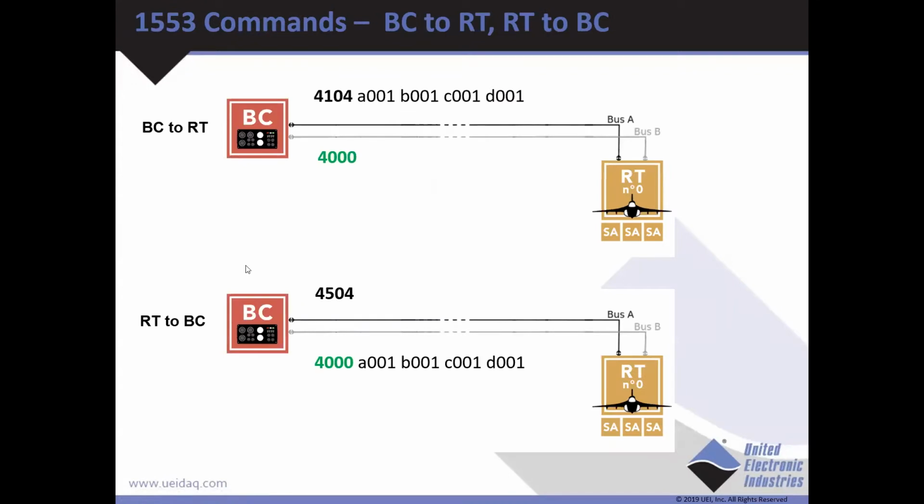Let's take a look at a transaction on the bus. A BC to RT command will have the command word. So we're sending data to the RT. So there's a command word and data going to the RT, and the RT replies with status. You can see here it's the RT number and a clean status, no message error bit set. An RT to BC command means the BC is requesting information from the RT. So it sends a command, and the RT replies with status and data.